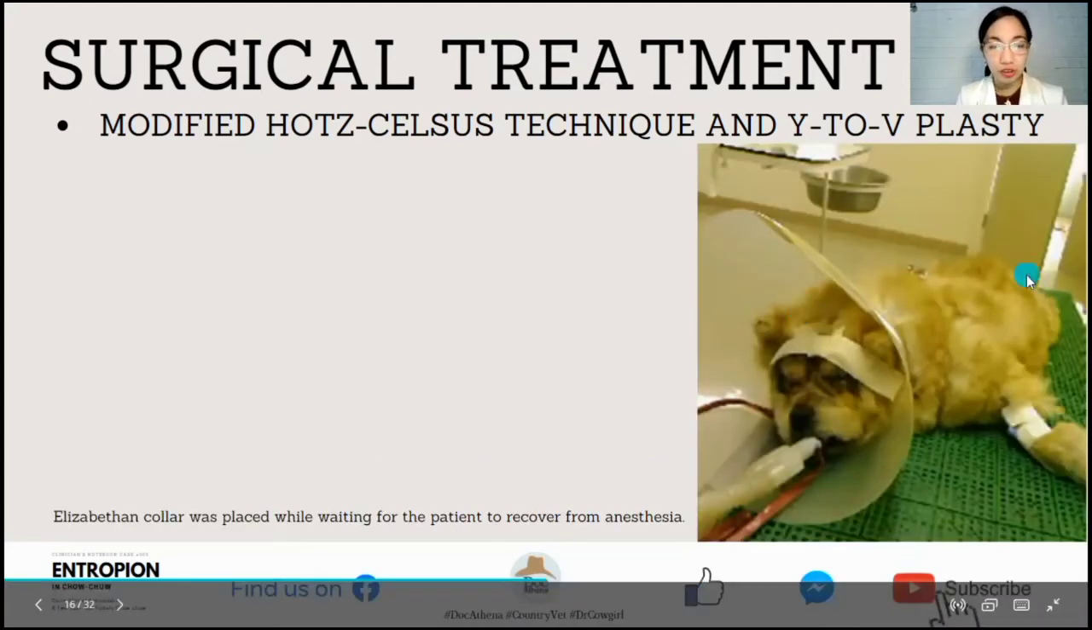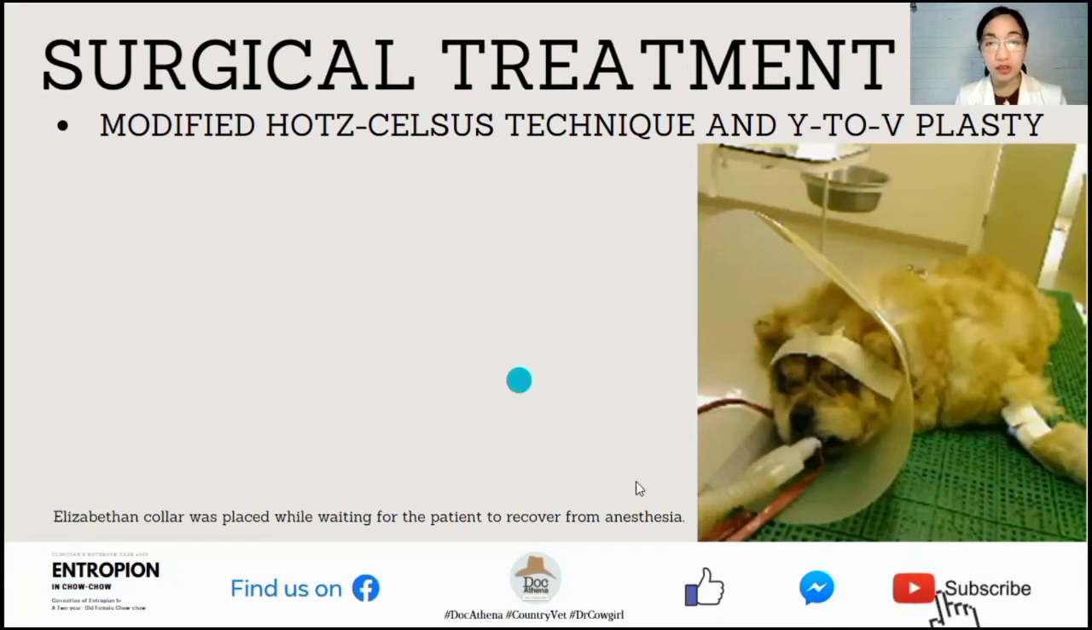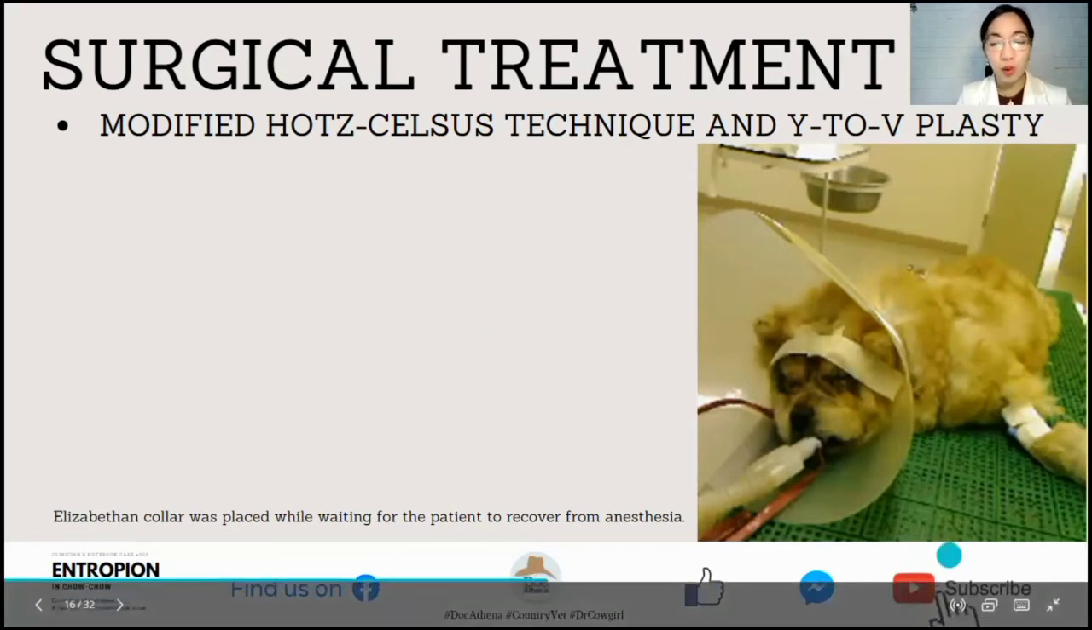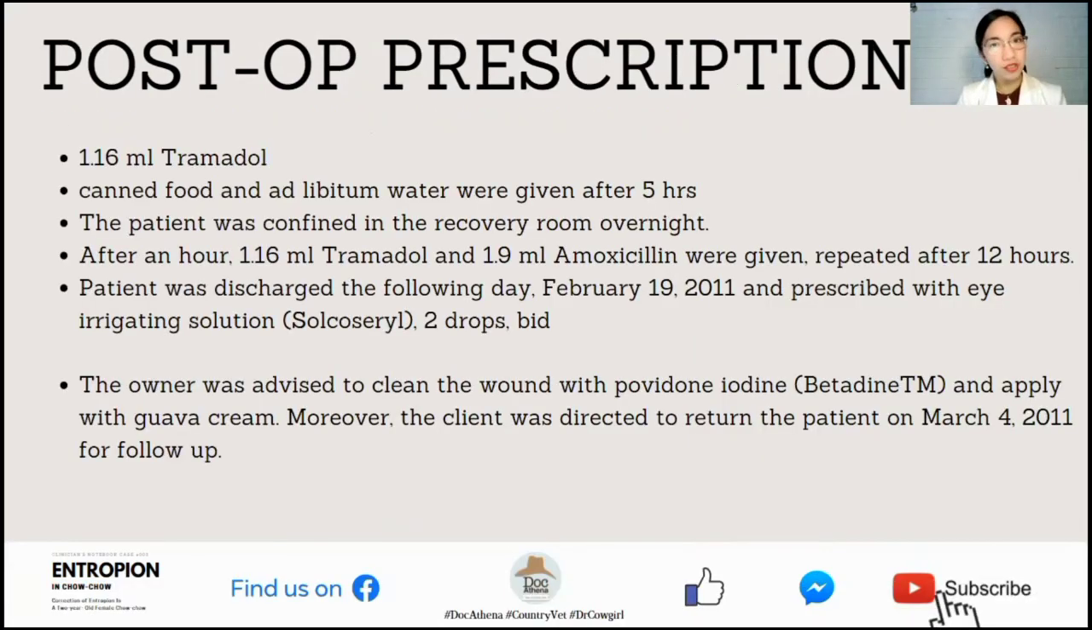After the surgical procedure, an Elizabethan collar or E-collar was placed while waiting for the patient to recover from anesthesia. For post-op prescription, 1.16 ml tramadol, canned food, and ad libitum water were given after 5 hours. The patient was confined in the recovery room overnight. After MR, 1.16 ml tramadol and 1.9 ml amoxicillin were given, repeated after 12 hours.